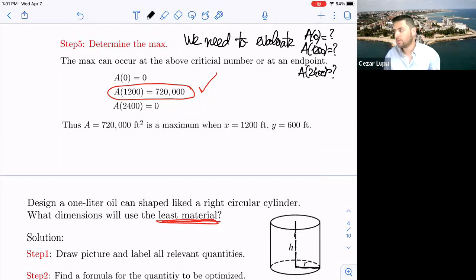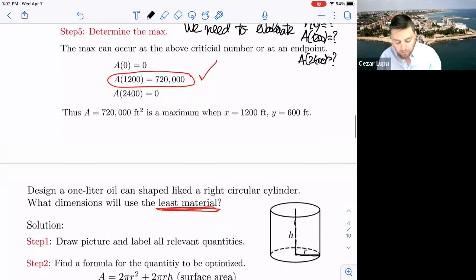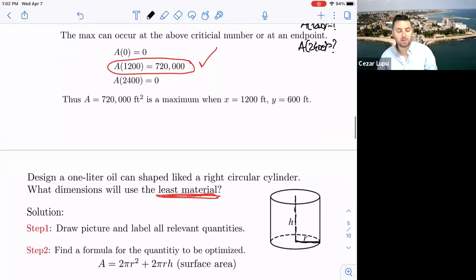And what we would like to do is to find when we want to use material, and basically we're asked about the surface area, right? So what will be the surface area of this cylinder? Well, the formula is given by this. So it's 2 pi r squared, right?